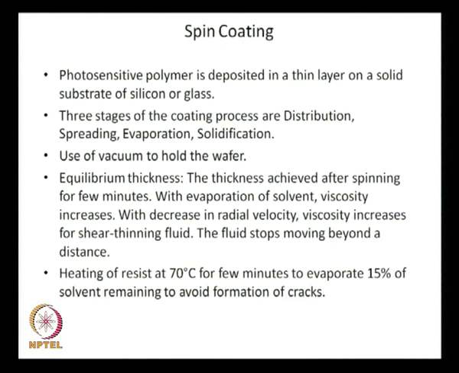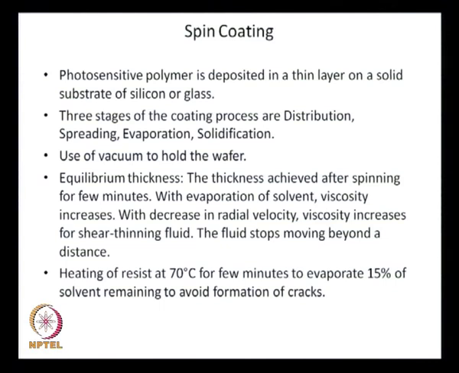Now, once you are done with this coating, this is typically followed by heating of the resist at 70 degree centigrade for a few minutes to evaporate the 15% of solvent remaining, to avoid formation of cracks. What does that mean? You have achieved an equilibrium thickness on the substrate material, but still 15% of solvent is there. 85% got evaporated, and that is why this material became immobile.